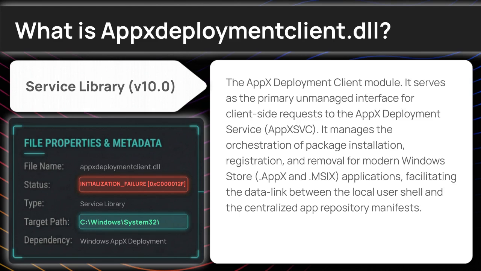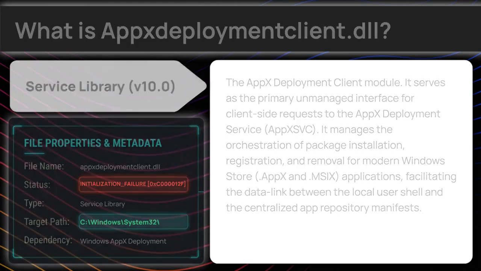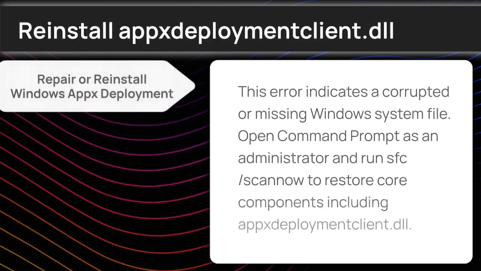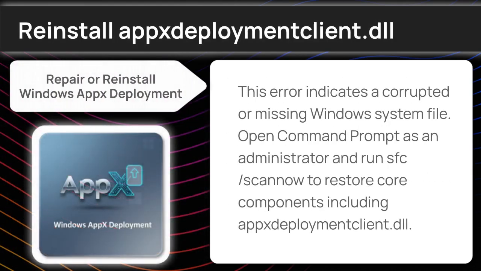Now let's apply the fix by reinstalling the shared system library. This error indicates a corrupted or missing Windows system file. Open Command Prompt as an administrator and run sfc /scannow to restore core components including AppX Deployment Client.dll.